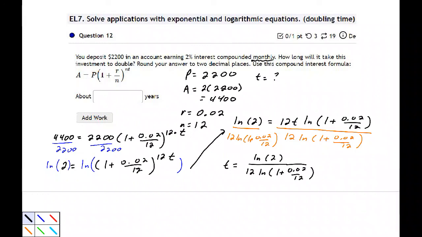But this question wants to know about how many years that is. So it might make more sense to give it in a rounded form. So let's say natural log of 2, close parentheses, divided by 12 natural log 1 plus 0.02 divided by 12, and close parentheses. All right, so that is approximately 34.6. They must have around 2 decimal places. So that would be 34.686, which will round to 34.69 years.